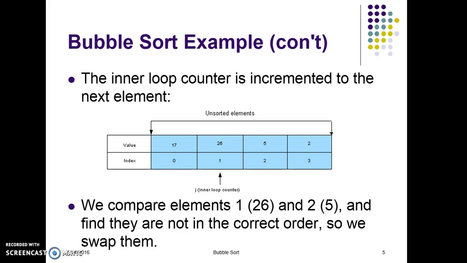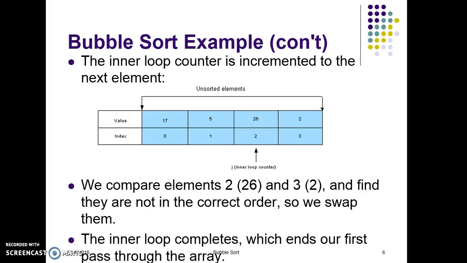In the second iteration of the inner loop, j will point to the next element, that is index 1, where the element is 26. Now I compare the two consecutive elements, 26 and 5. The first element is greater than the second element, so I need to swap these two elements. That is the concept of bubble sort. So the output is like this: 26 and 5 are interchanged.